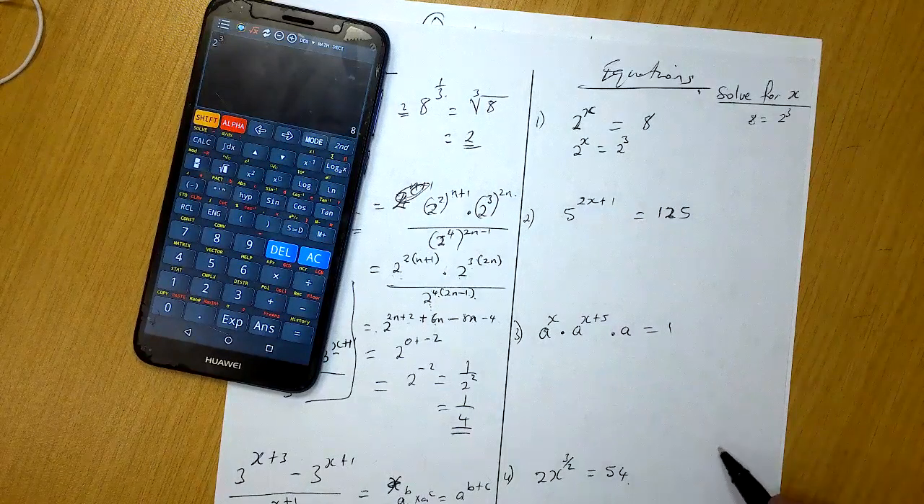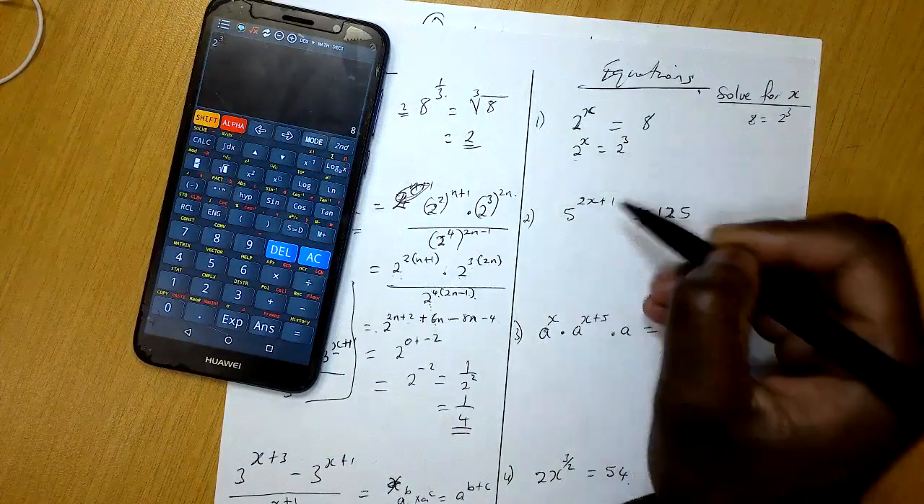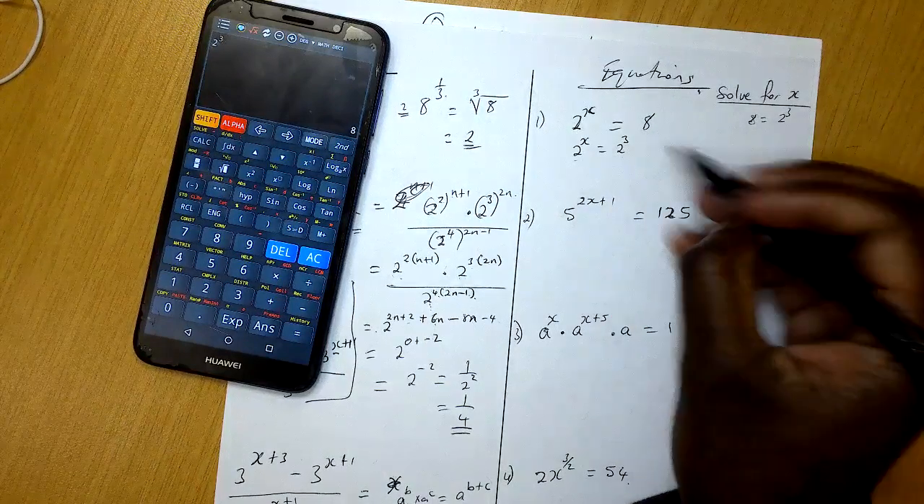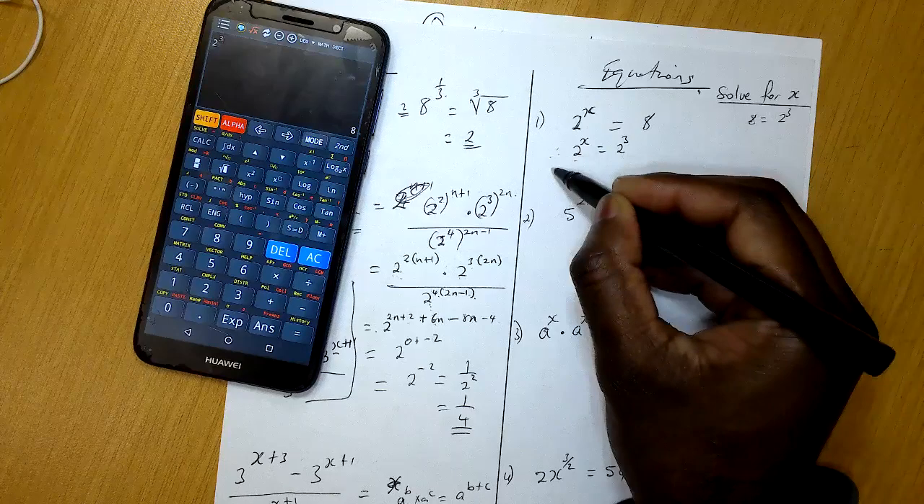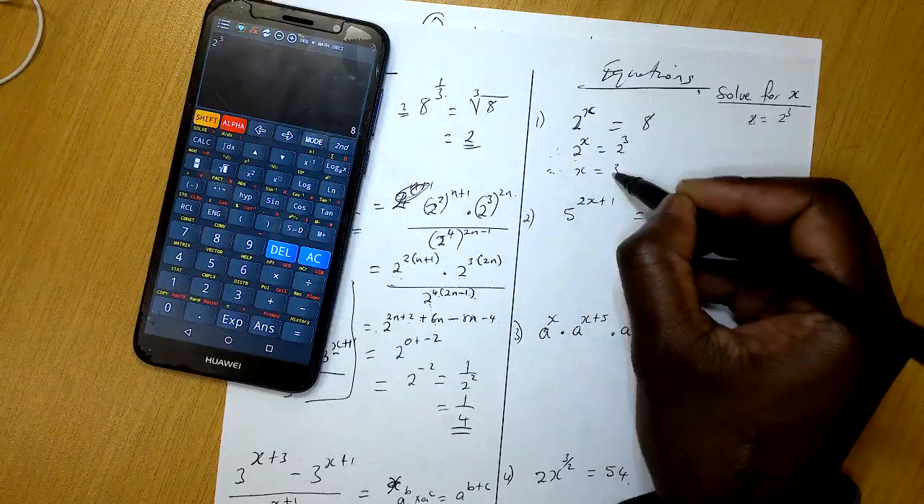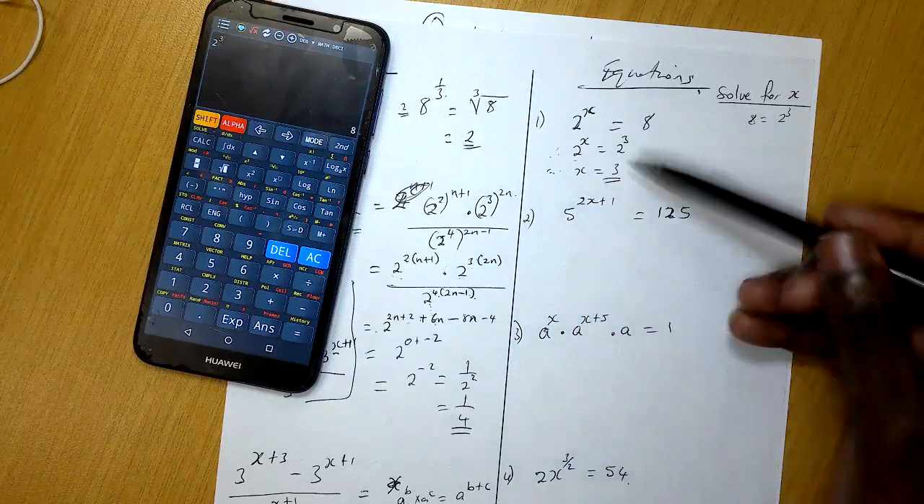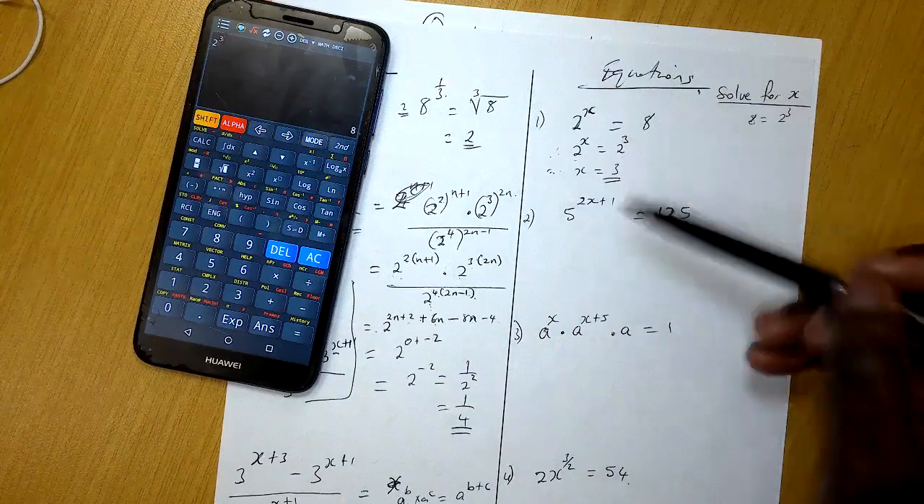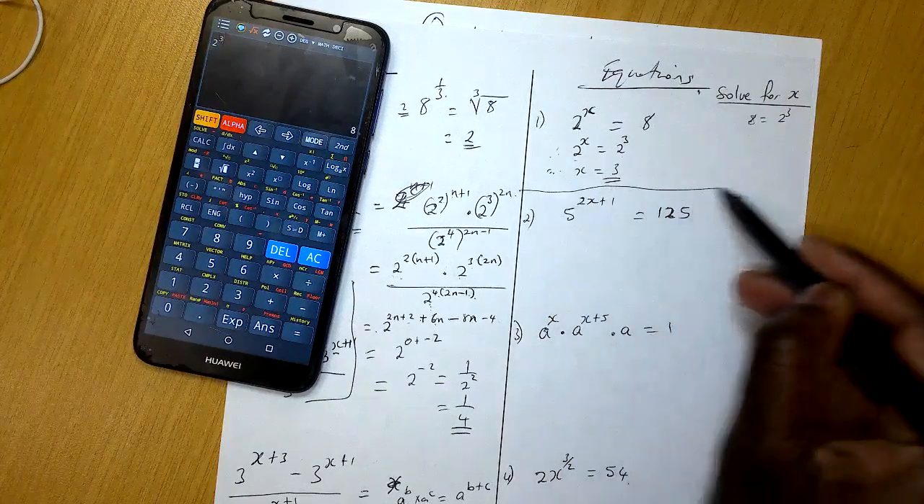Then once we have got the same basis, remember the powers should also be equal. So here, therefore, your x is 3. Done. You just have to equate the powers only. That's what you are doing: equating the exponents.